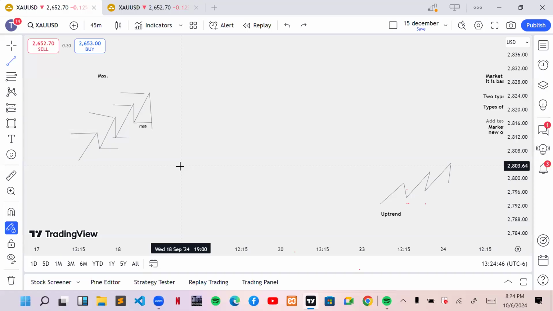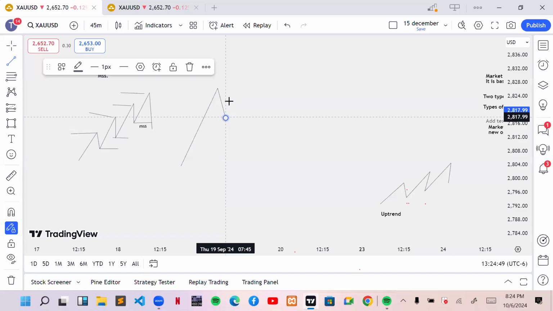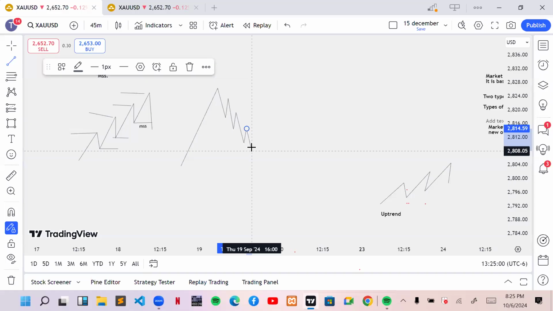So let's assume this was a market making lower highs, lower lows, lower highs, lower lows. Then the market does something like this: lower highs, lower lows. Then it does something like this: a higher high.